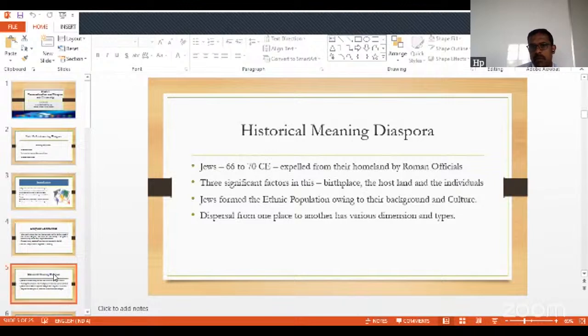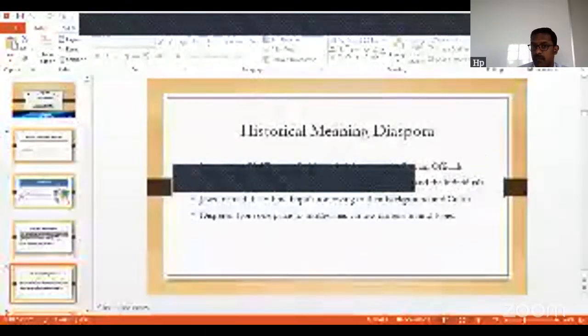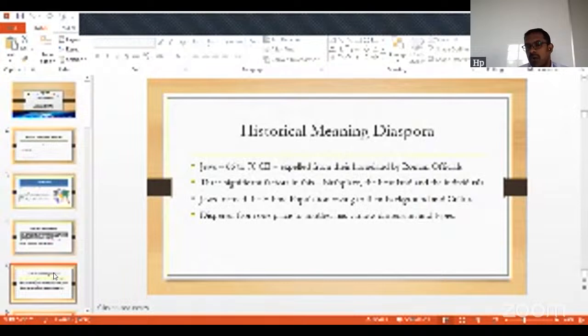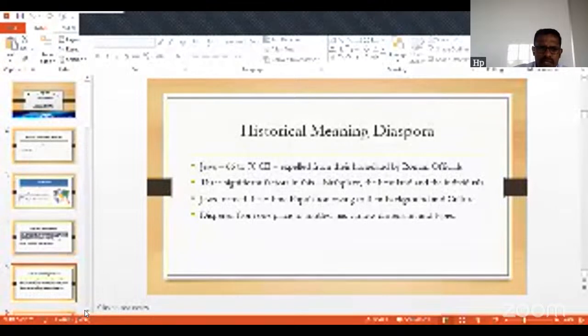Dispersal from one place to another has various dimensions and types, as I have said. We cannot say dispersal is always by expulsion or by force. We can also move from one place to another by interest. So there are various reasons why one person or one group of people will move from one place to another. Let us see what those various types are.